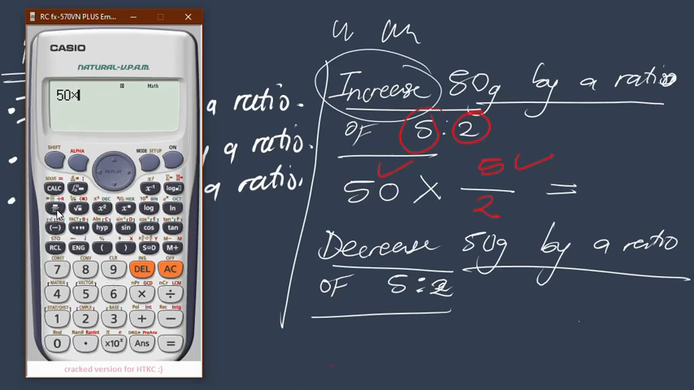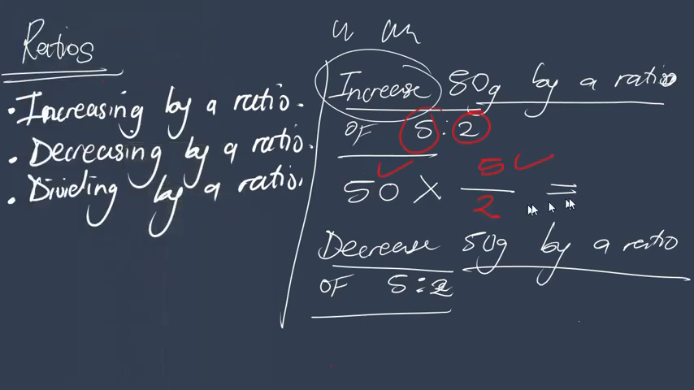This symbol here that you see, this is the fraction sign. Then above there you put your 5, and then here you put your 2. Then you say equal sign. You get your answer there: 125. 125 what? What are we working with? We're working with grams. So this is 125 grams. We increased 50 by this ratio. It became 125 grams. Easy as that.